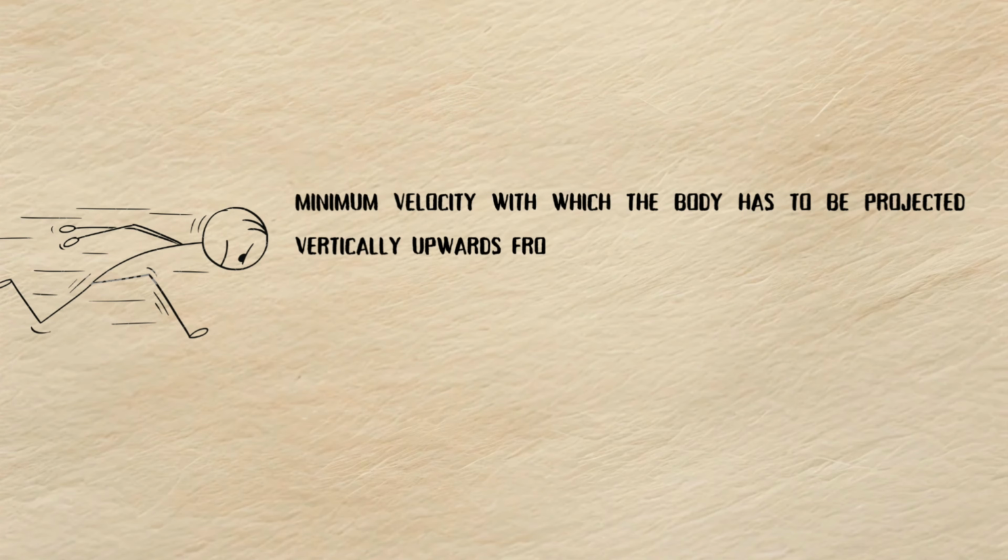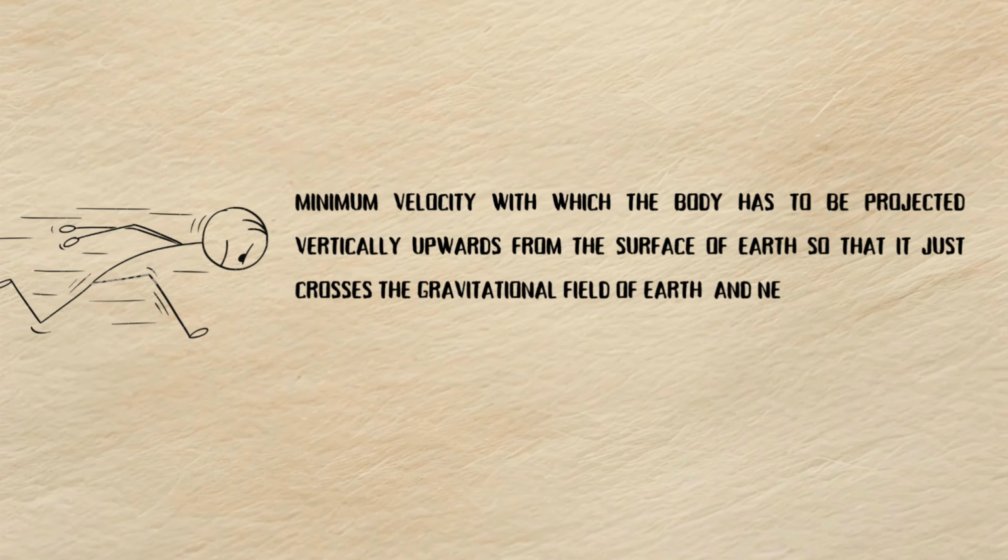So escape velocity on Earth is defined as the minimum velocity with which the body has to be projected vertically upwards from the surface of Earth so that it just crosses the gravitational field of Earth and never returns on its own.